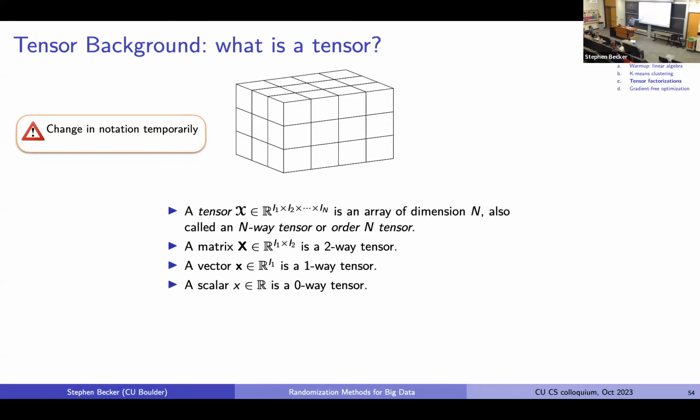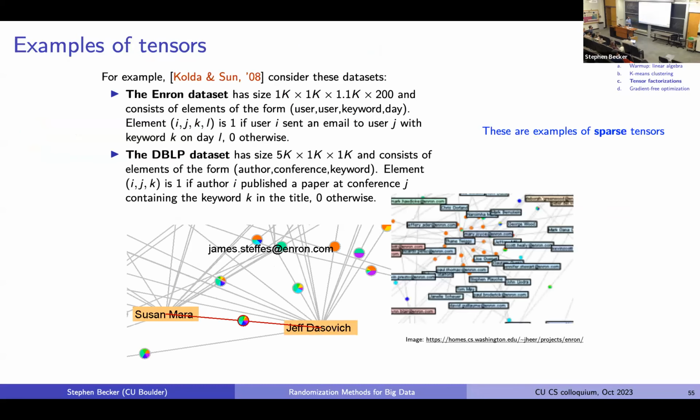Matrices and vectors are just special cases of tensors. And tensors come up all over the place. A lot of data is naturally a tensor, and then we often reshape it into a matrix because we know how to do things with matrices. But the inherent format is often a tensor.